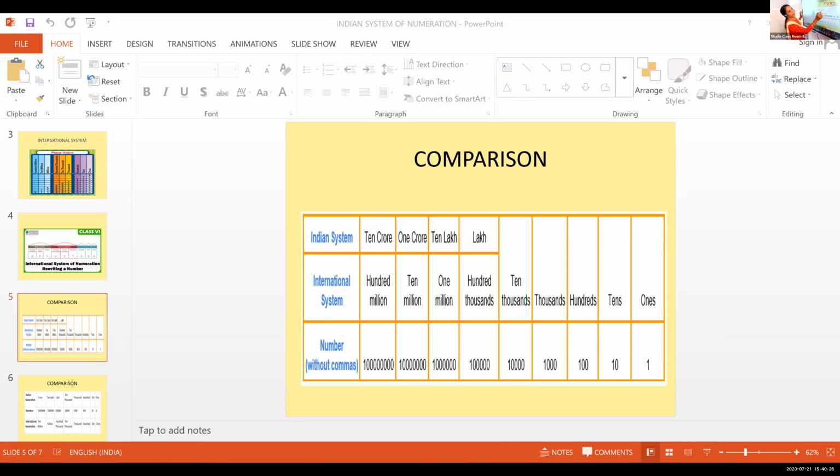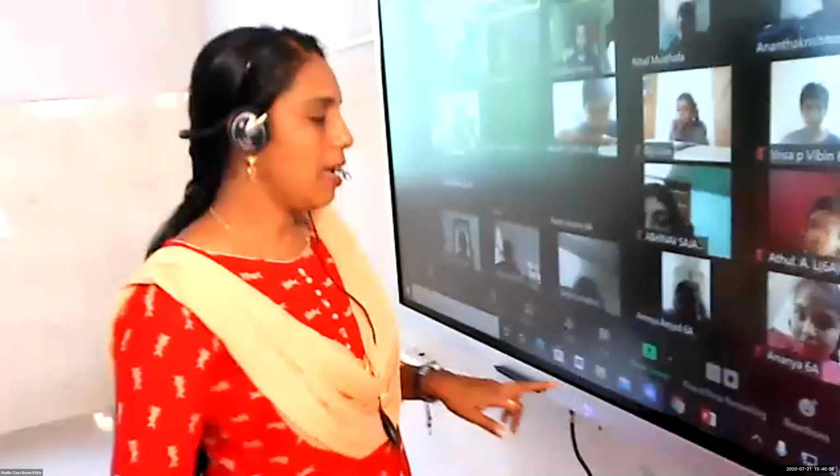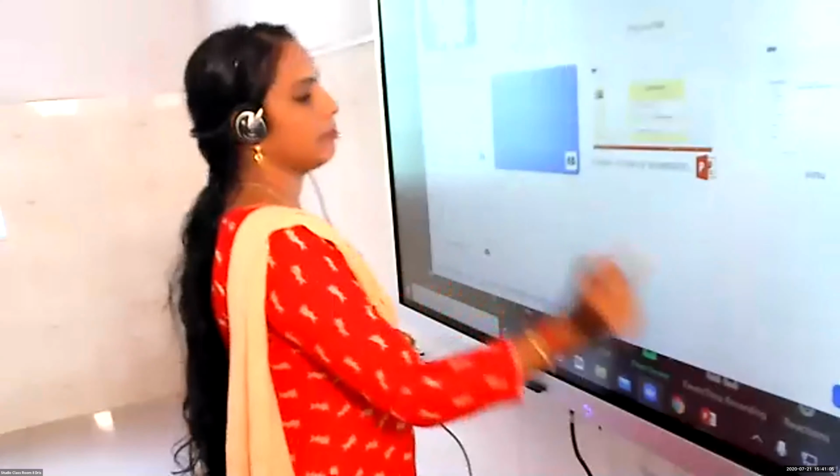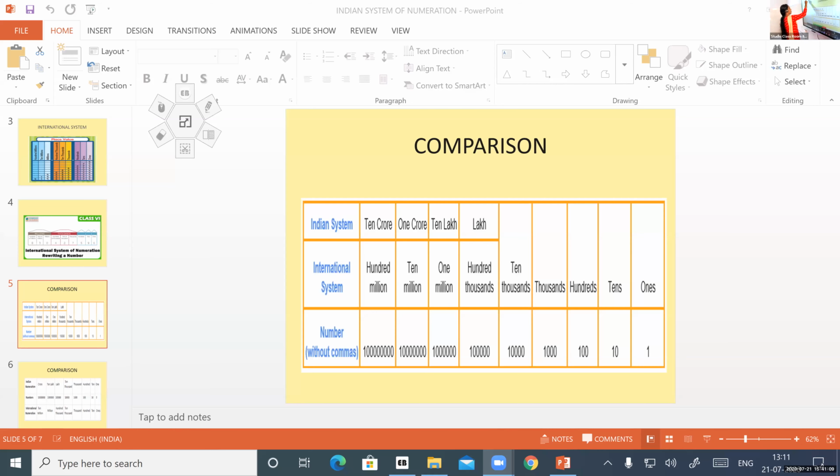Just check whether you can see. Can you see something I am writing on the board? No, ma'am. Some drawings, can you see? No, ma'am. Can you see a chart? Only the chart. Okay, comparison, can you see? Yes, ma'am. Okay, wait. I'll take an easy board and write. Okay, children. Can you see the board now? Yes, ma'am. Now listen. How will you write lakh? 1 lakh. I am writing.